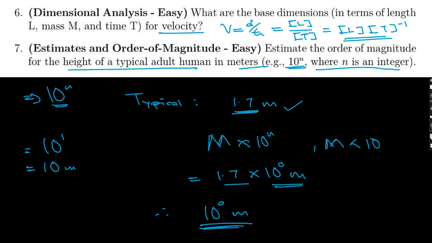Okay, if we are to put 2, we can have now 100 meters. No one can have a height of that. This can't happen. So 10 to the power 2, what is it? It is the normal order of magnitude for a human being.